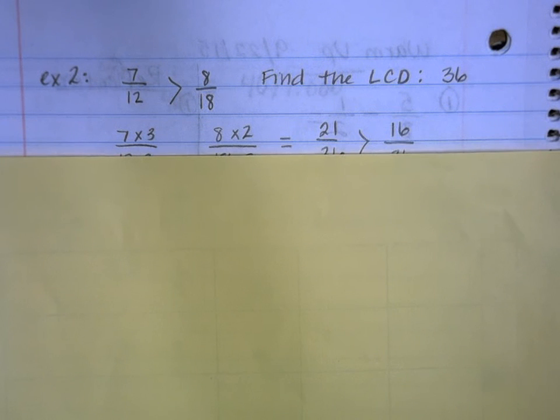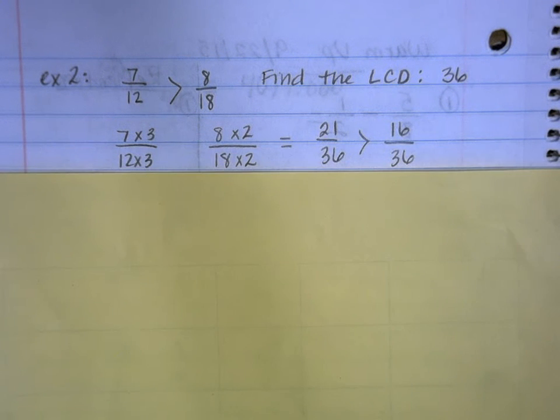So if I know 7 is multiplied by 3 and 8 will be multiplied by 2, now I have 21 over 36 compared to 16 over 36, and I can clearly see the 21 is bigger. But when it's just 7/12 and 8/18, I can't clearly see that, can I? It's like comparing apples to oranges. So we have to remember how to get this lowest common denominator. Any questions on that one?